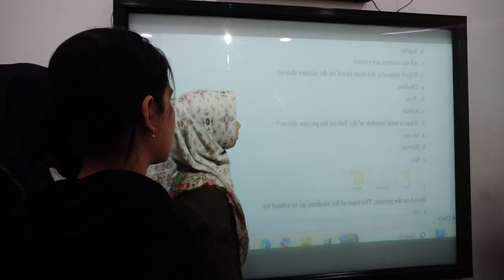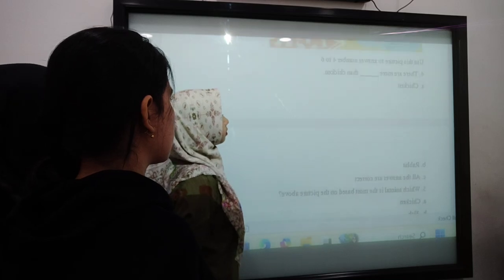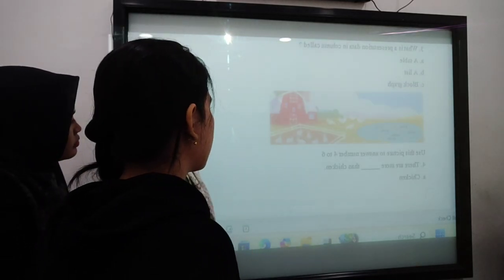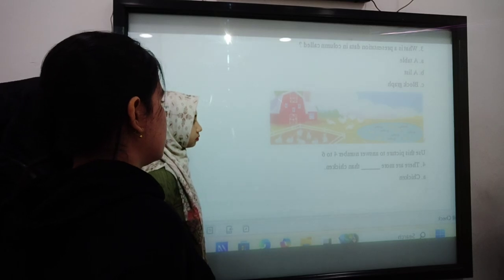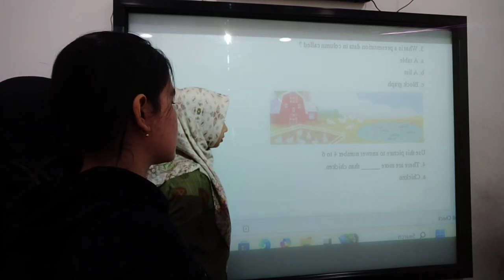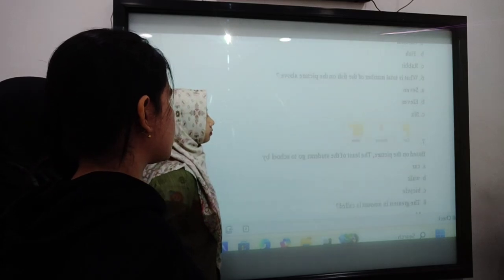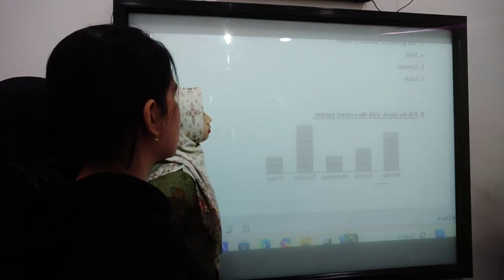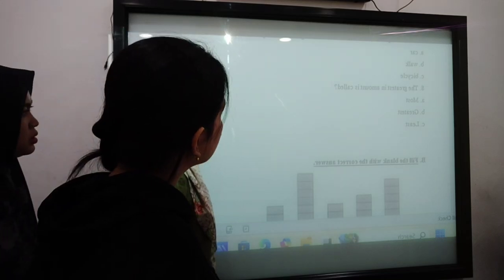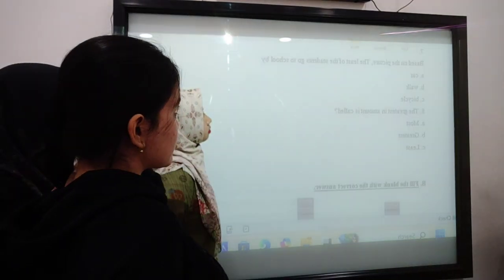And number 6, what is the total number of the fish in the picture above? I think 11. 11. Yes, 11. Yes, Miss Sonia. Number 7. I can answer the questions.